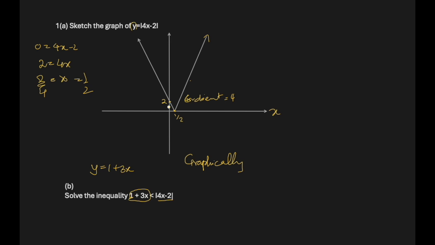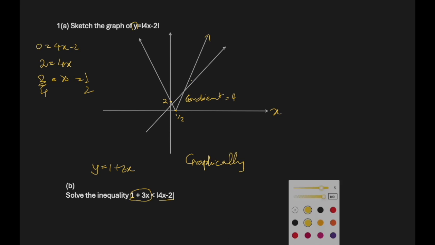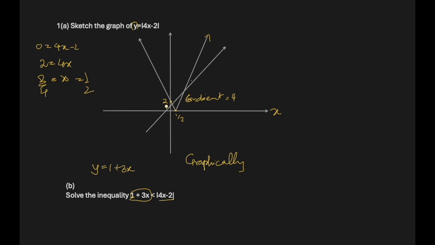So from here, if I want to draw gradient 3, it will be a little shallower than this. This one is steep. The gradient of 3 will be a little shallower. That's why it will cross this line twice. So suppose this is the graph. This is starting from here. This is the graph of y equal to 1 plus 3x. Here 1 is the y-intercept, and the gradient of this part is 3.